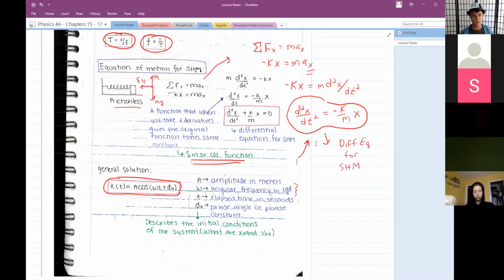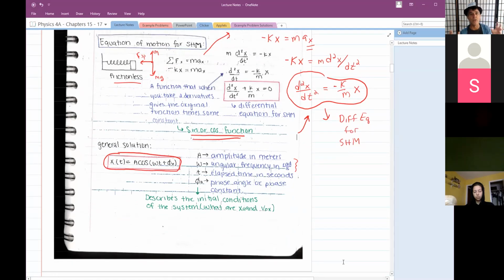So here's what you do. You have a general solution, and then you make that general solution work for the particular system that you have. So the general solution to the second derivative of x with respect to time being negative some constant, which in this case is k over m, times x, is a cosine or sine function. We're going to choose cosine. So here's our general solution. My position as a function of time equals some amplitude times the cosine of omega t plus some phase angle.